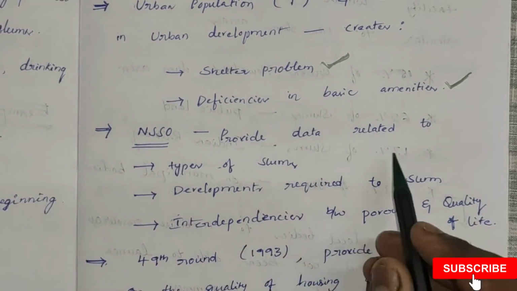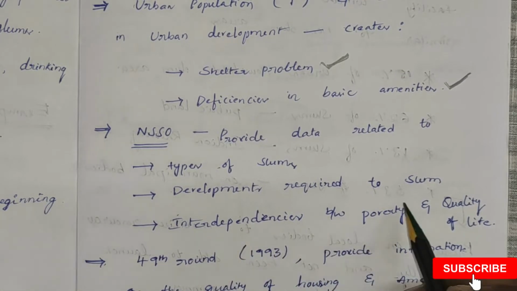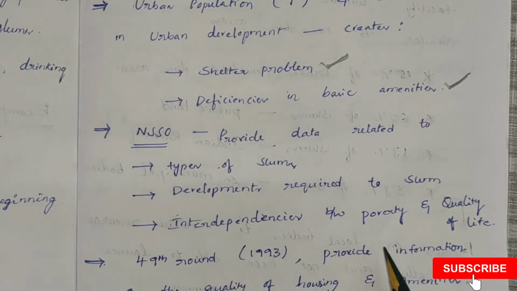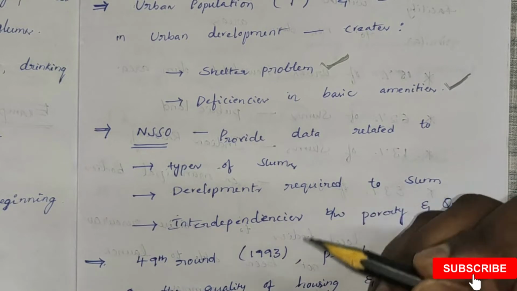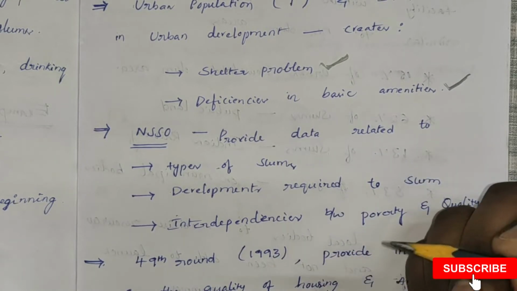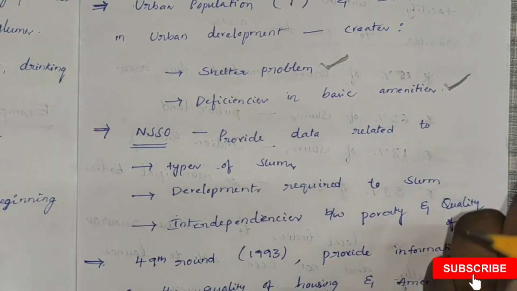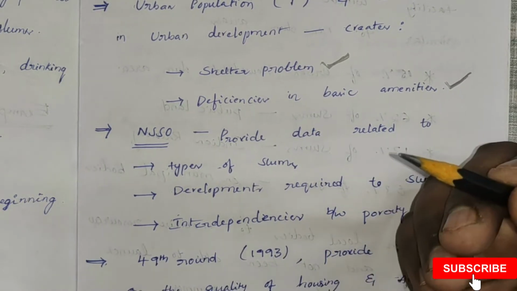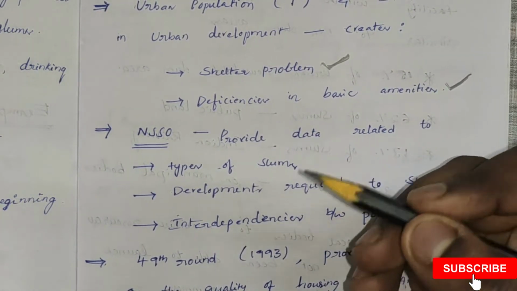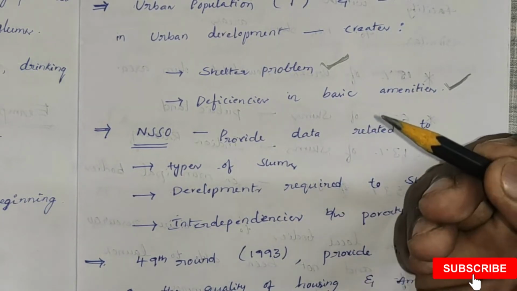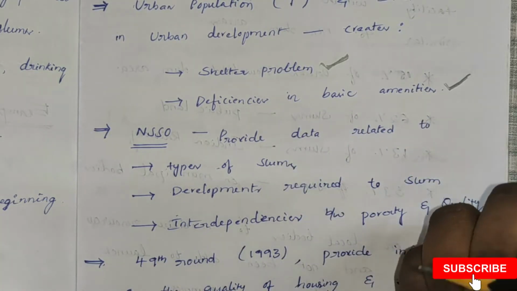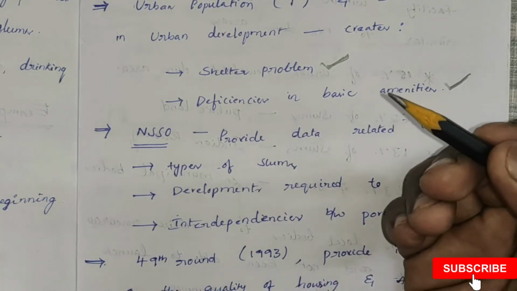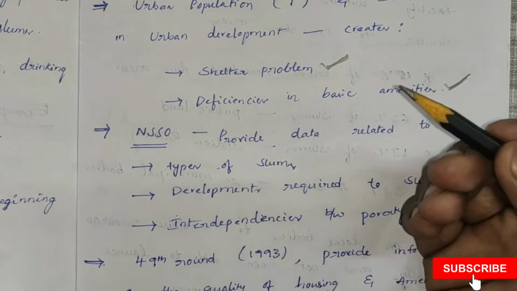NSSO provides data related to types of slums, the developments required in slums, and the interdependencies between poverty and quality of life. In the Indian context, the socio-economic profile of Indian slums covers data on slum location, water facilities, sanitation facilities, drainage facilities, types of houses, and the steps taken by the government and NGOs to develop and eradicate those slums.